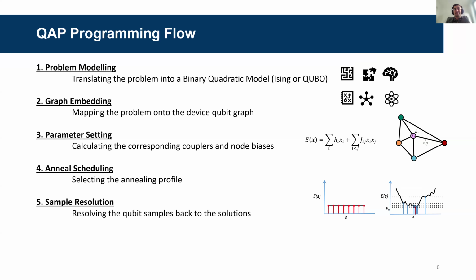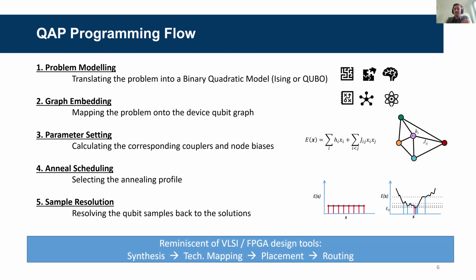There are multiple steps. We're translating this Ising or QUBO onto a corresponding graph. We're mapping that graph onto physical qubits. We're calculating the corresponding couplers and biases, selecting how we evolve the system. And we're turning the samples that it provides back into solutions of the problem. So this is very reminiscent, and just as important, as software and digital design tools.